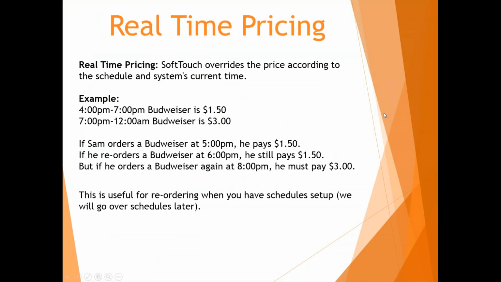All right, so the next thing is going to be the real-time pricing. Soft Touch will override the price according to the schedule and the system's current time. For example, from 4 to 7, Budweiser is $1.50, and from 7 to 12, Budweiser is $3. So Sam orders a Budweiser at 5, it's $1.50. If he orders another one at 6, it's still $1.50. But if he orders another one at 8, he has to pay $3 because SoftTouch is keeping track of that real-time pricing. Very useful when you have a schedule set up, which we'll go over later.